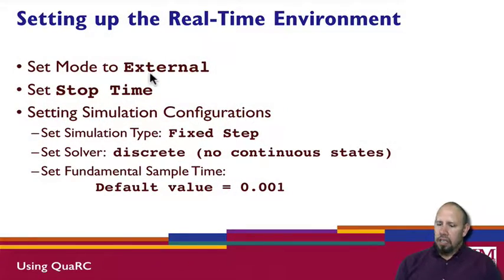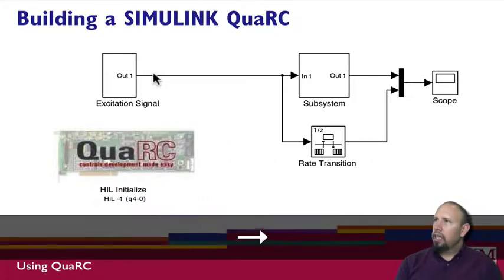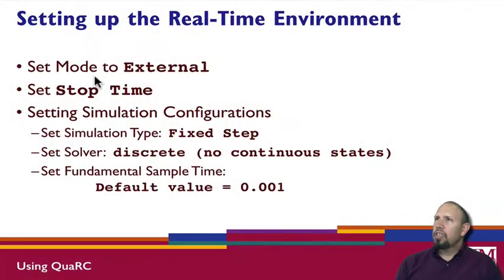You would then set, let's see, in the Simulink window, there's an option that says normal. You need to change that setting to external, and then you need to set the stop time.